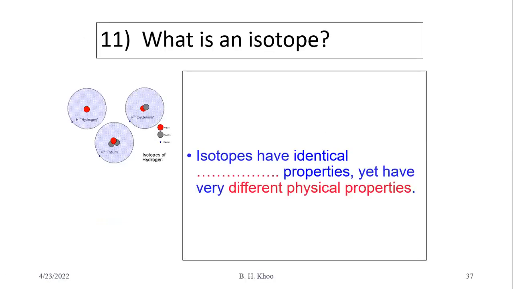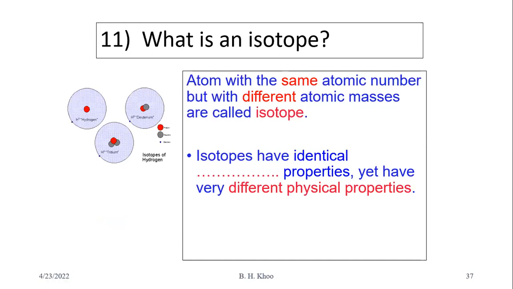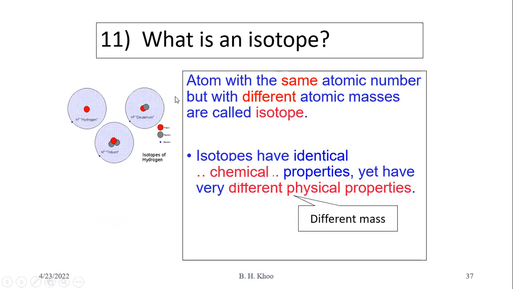Isotopes. What's an isotope? Atoms with the same atomic number, same Z, but different atomic mass, are called isotopes. Isotopes have identical chemical properties, yet different physical properties. That means different mass, like these isotopes of hydrogen. Right? One proton, one proton, one proton, but they can have different numbers of neutrons. So you have different mass.